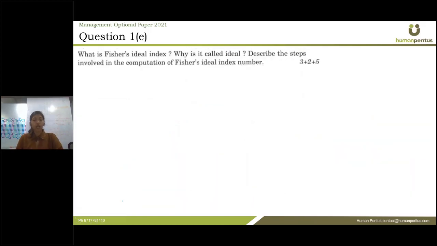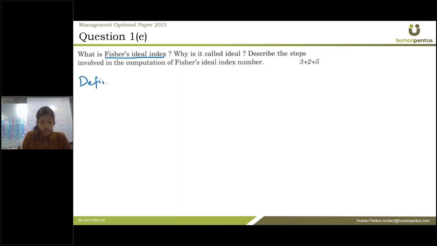Next question is, what is Fisher's ideal index? Why is it called ideal? And describe the steps involved in the computation of Fisher's ideal index number. So we'll start with the first part. What is Fisher's ideal index? So first we'll define it.